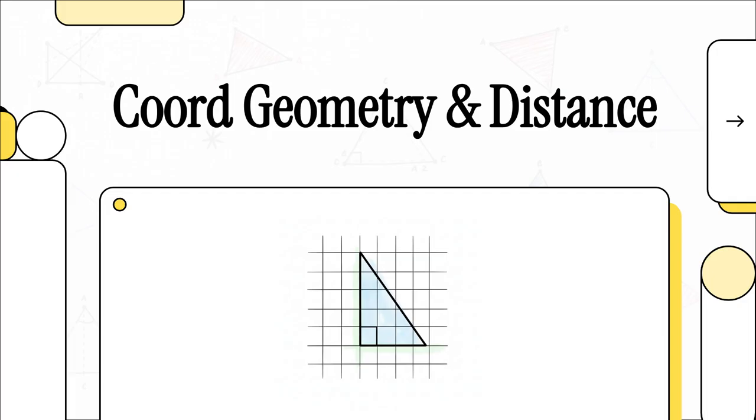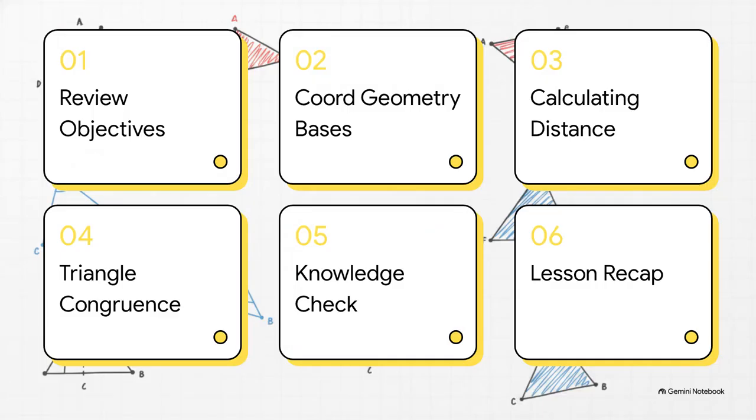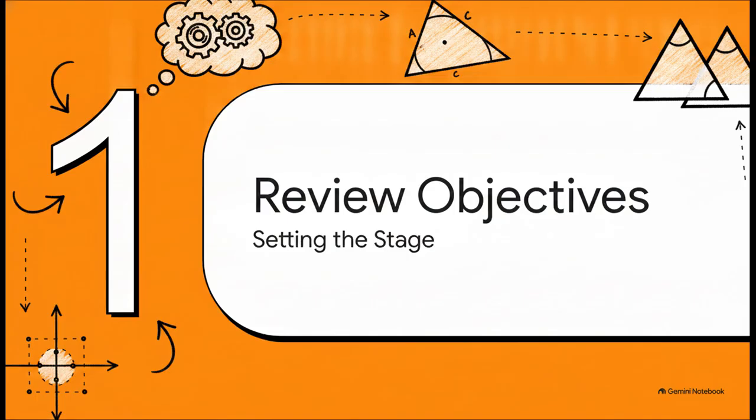Let's get to it. Here's our roadmap for today, just so you know exactly what mathematical buckets we're going to cover. 1. Review objectives. 2. Coordinate geometry foundations. 3. Calculating distance. 4. Triangle congruence rules. 5. A quick formative knowledge check. And 6. A concise lesson recap. Moving right along into Section 1, Review Objectives.